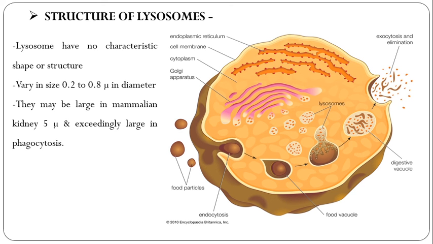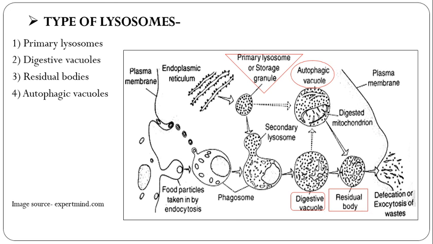The structure is not definite, and there is no characteristic shape. They vary in size from 0.2 to 0.8 micron in diameter. They may be large in mammalian kidney, about 5 micron, and extremely large in phagocytes. As for types of lysosomes, there are two basic types, primary lysosomes and secondary lysosomes, but there are three more types: primary lysosomes, digestive vacuoles, residual bodies, and autophagic vacuoles for endogenous digestion.